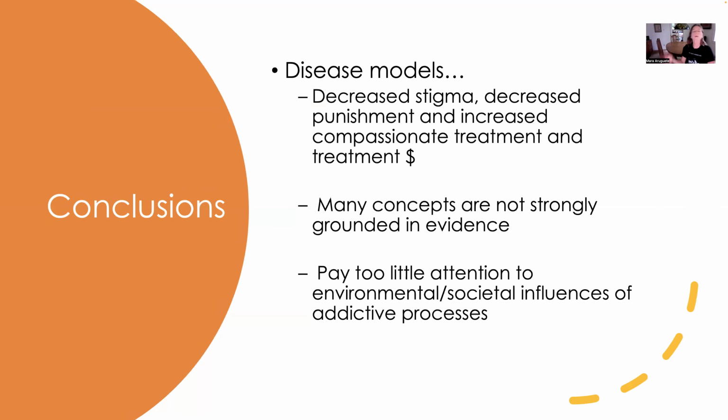Okay, so to sum up, I just want to say the disease models have been great. Don't get me wrong, I realize I'm criticizing them, but the disease models have done a lot to decrease stigma, because you remember the moral model, that you're choosing to do this freely and you are doing something sinful, and I was like, that was terrible. So the disease models are way better than that. They have decreased punishment, they have increased compassionate treatment, which we need for addictions, and they've increased treatment dollars. And society has largely adopted this disease model. So people are in support of putting money toward treatment, and those are all great things. But many of the concepts of the disease model are not strongly grounded in evidence.